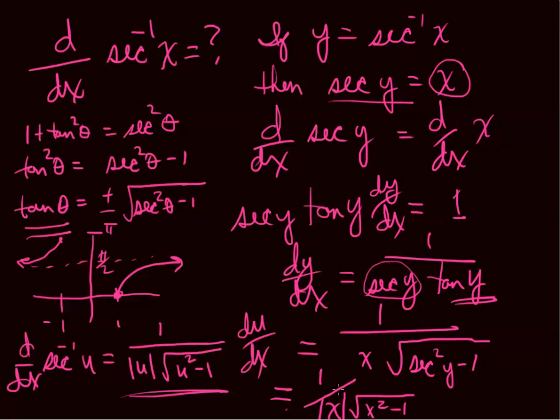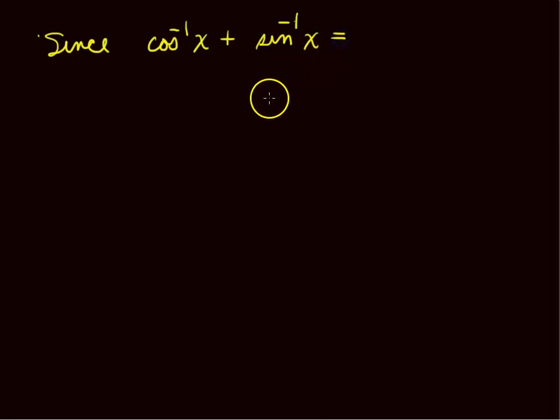So, let me change colors here, because this is going to be a sort of a new way of looking at this. I guess our book looked at this that way, so it's not completely new. What is the cosine inverse of x plus the sine inverse of x? Well, let's see here. Let's look at a right triangle.